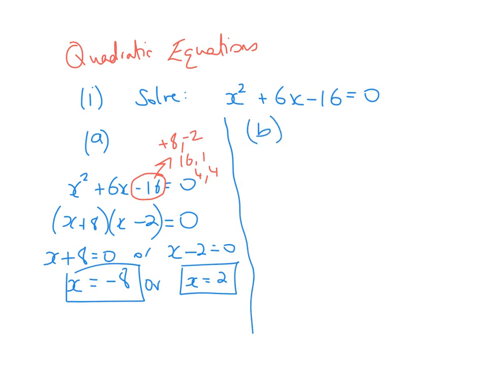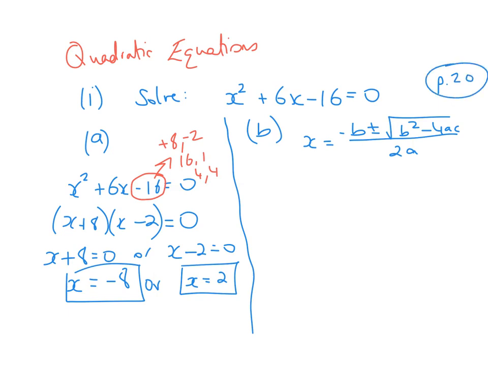However, there's another method that you can also use, and again, in these questions, if they ask you to solve a quadratic, but they say to round it to a few decimal places, you know you have to use this method. So it's our minus b formula, which is x is equal to minus b plus or minus the square root of b squared minus 4ac all over 2a. You don't need to know it off by heart. It's actually on page 20 of your formula tables.